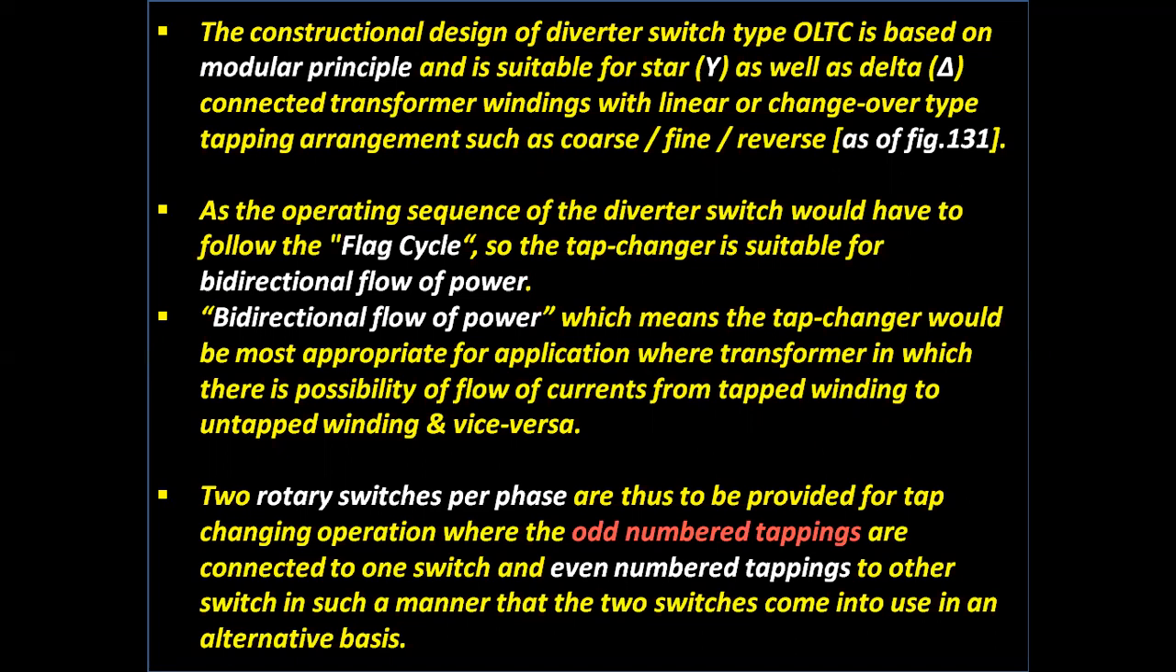As the operating sequence of the diverter switch follows the flag cycle, the tap changer is suitable for bidirectional flow of power. Bidirectional flow of power means the tap changer would be most appropriate for applications where, in the transformer, there is a possibility of flow of currents from tapped winding to untapped winding and vice versa.